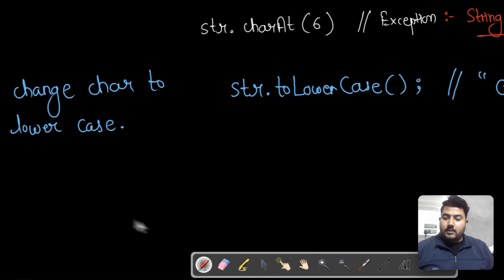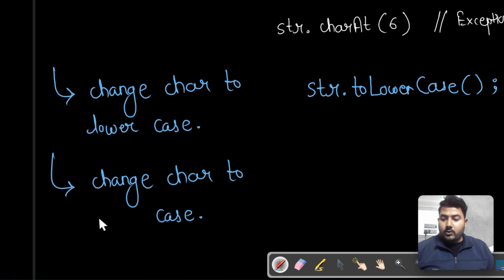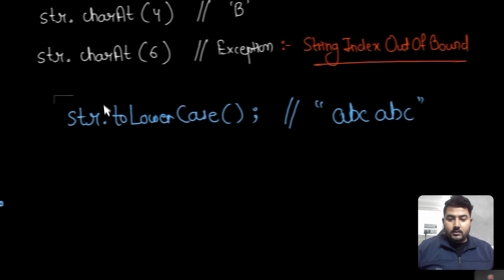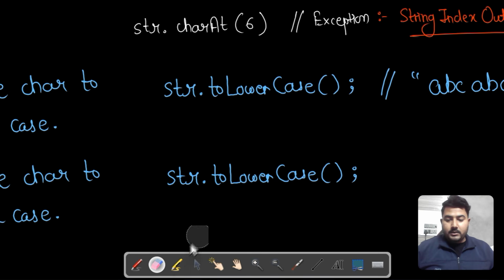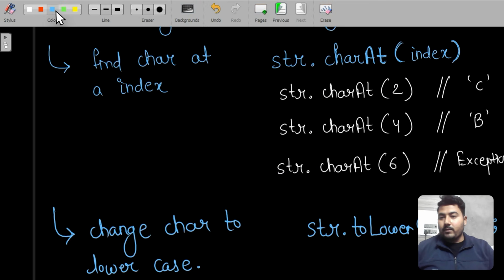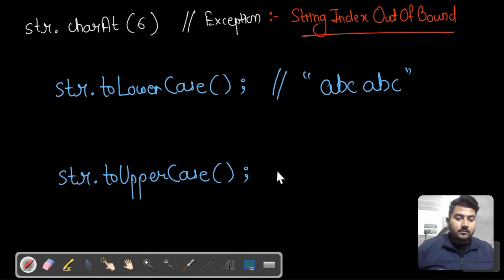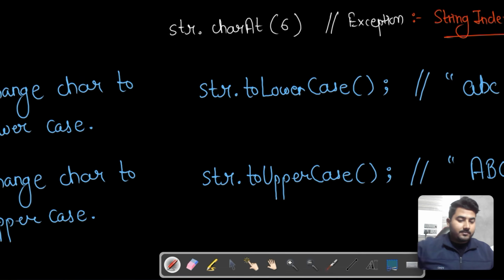And I think it is very obvious that if I want to change all the characters to uppercase, then I again have one inbuilt function, and I hope its name is also very obvious. That is str dot toUpperCase. It will simply return a string which converts every single character into uppercase letters. So now this will be the answer which we got in return.